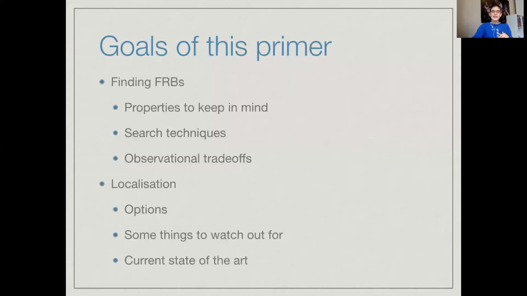But for now, the general goals of this primer are: 1, how do we find or detect FRBs? There are some specific FRB properties to keep in mind here, so we'll start off with those, and then we'll move into some search techniques and how we actually go about observing FRBs, and then we'll talk about some of the trade-offs when it comes to experiment designs. Then we'll go through some of the basics of localization, the options we have, and then some things to watch out for, and the experiments currently in the localization game.